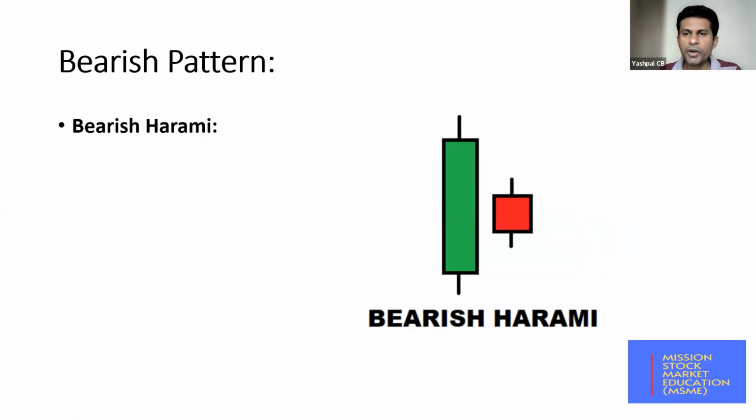Okay. The next type of pattern is called the bearish harami. Here the first day is a strong bullish candle, followed by a small candle on the second day. It may form in the center of the previous day candle, or at the top or at the bottom of the previous day candle, but it should form within the body of the previous day candle. This is bearish in nature.